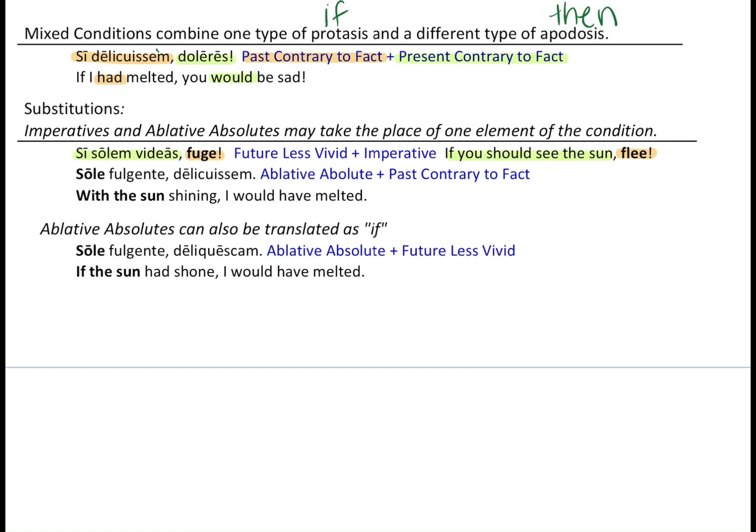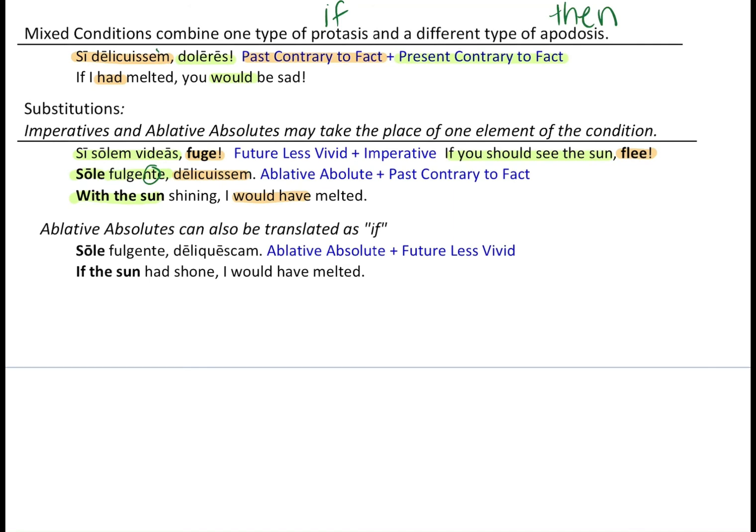All right. With the sun shining, I would have melted. Sole fulgente deliquissem. So it's an ablative absolute. So we've got sole here, with the sun, and fulgente, ablative absolute. You remember our NT that's right here. And then the second half is a past contrary to fact. Past contrary to fact uses pluperfect subjunctives, and the apodosis takes a would have. I would have melted.